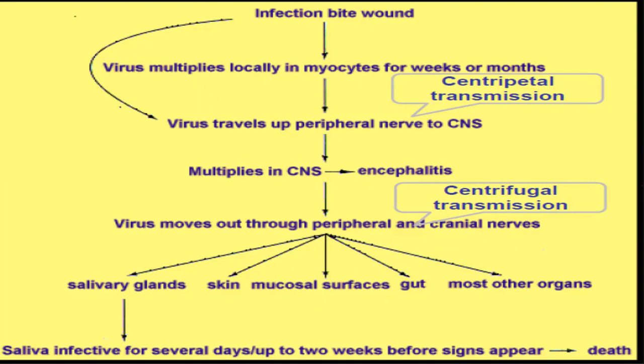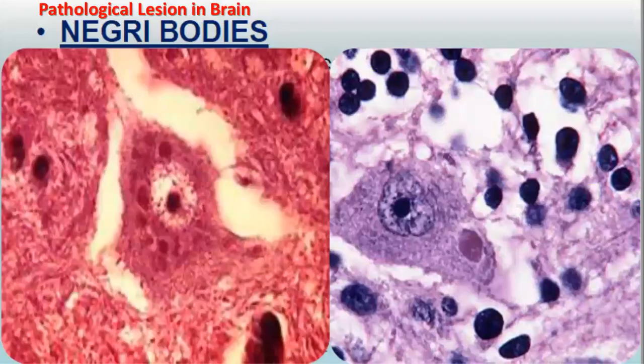And from the CNS, it moves out through the peripheral nerves and cranial nerves, that is centrifugal transmission, and then affects mainly the salivary glands, while skin, muscles, gut, and other parts may also be affected. Saliva is infectious for several days, up to 2 weeks, before signs and symptoms appear and eventually lead to death. This is the histological picture of the Negri bodies in the brain, which are the cardinal sign for the diagnosis of rabies.